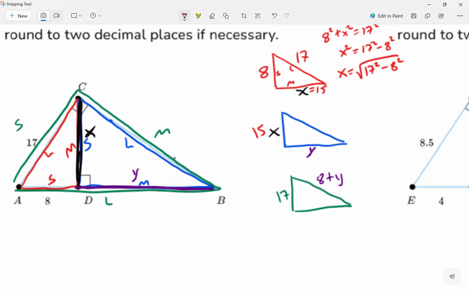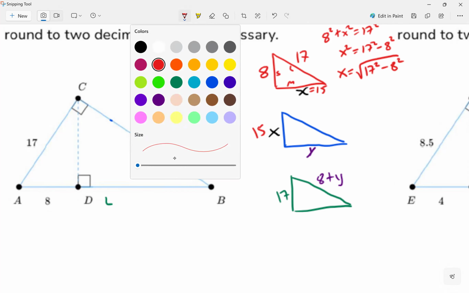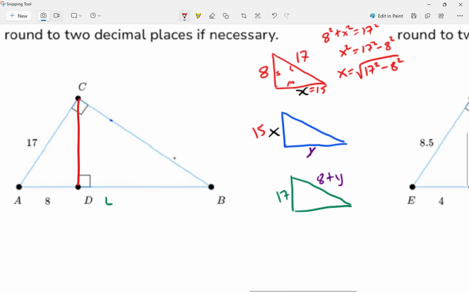Now, a couple other things I can do here. Let me erase my sides here. Let me take a look at what are the two measurements that I truly need. I need this side, but we found out that this side is 15. That's not a big problem. Because remember, I'm looking for the area of this triangle. What's the other side that I need?